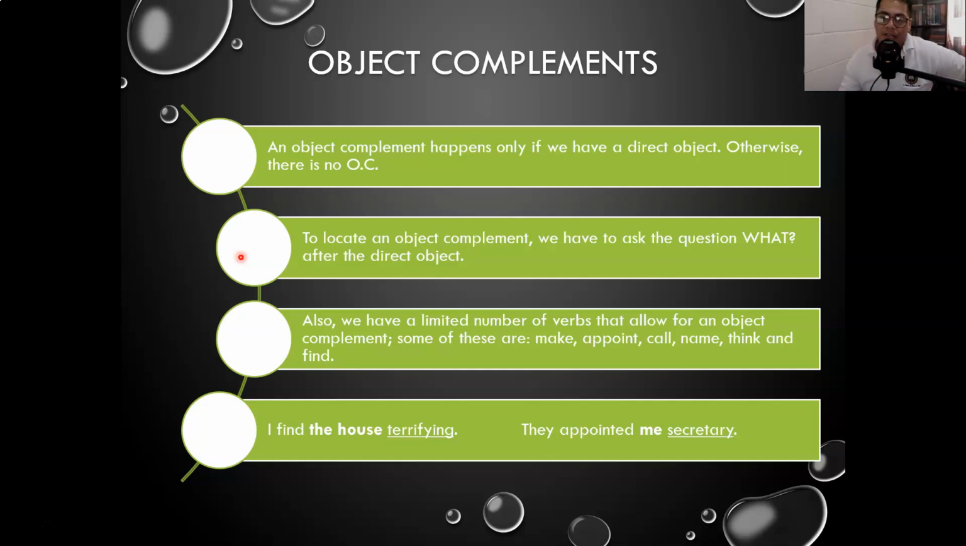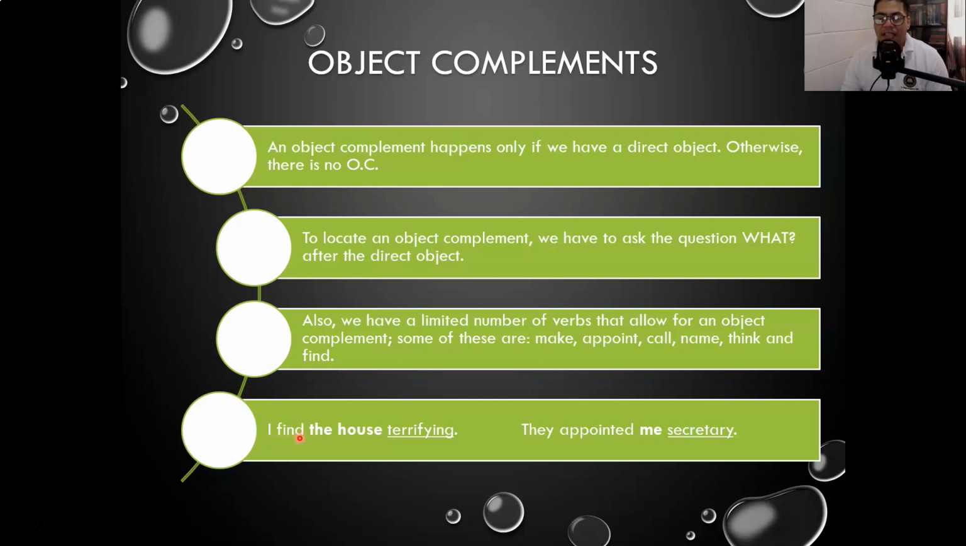And besides, in order to have an object complement, you also need a specific verb. We have a very short list of verbs that allow us to have object complements. Some of these verbs are make, appoint, call, name, think, and find. And we have a few more, and you can check the lesson if you desire. In the lesson, you will find like 2 or 3 more verbs. There are not many verbs that allow us to have object complements. So, two requisites right now. You need to have a direct object, and you need to have one of these specific verbs.